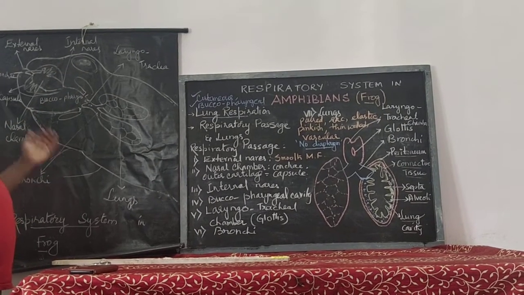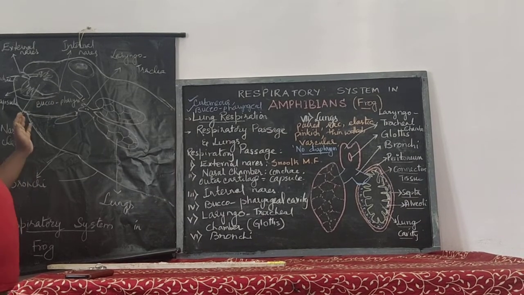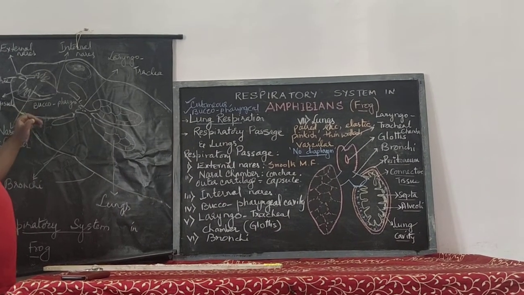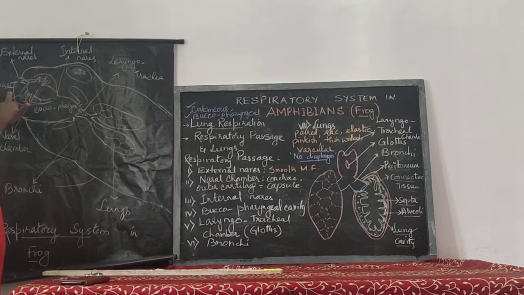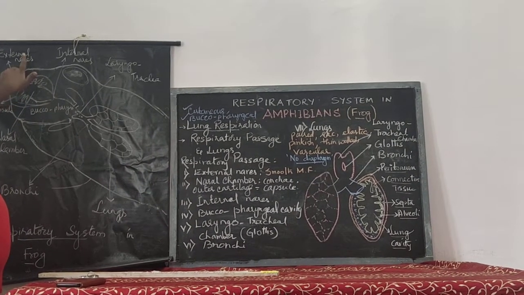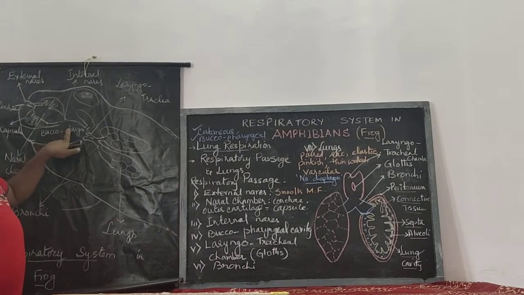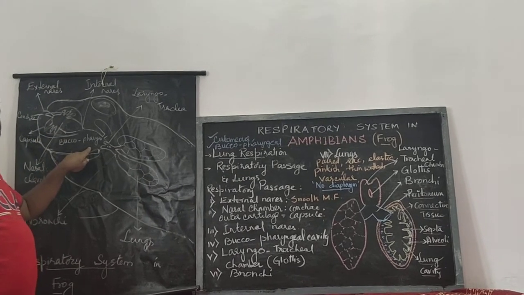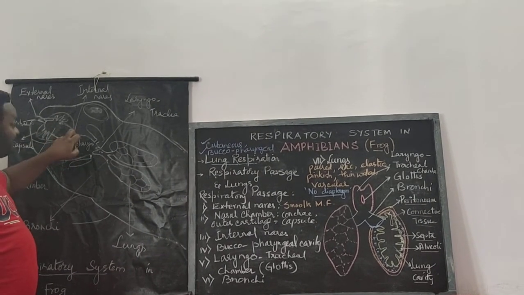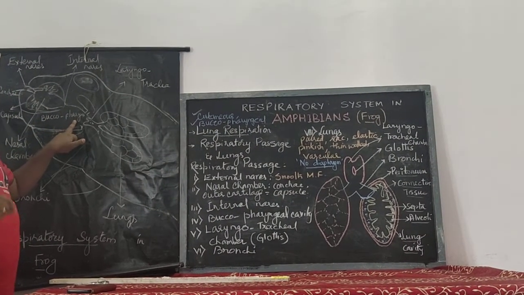inspiration. This is achieved by lowering the lower jaw muscles called sternohyal muscles, at the same time pushing the upper jaw called mentomeckelian cartilage, thereby the external nares open, and the air gets its entry into the nasal chamber, then into the buccopharyngeal region. So air that passes from external environment to buccopharyngeal region is called aspiration.